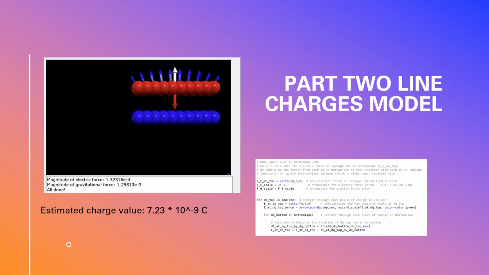For the second model, being the line charge model, the magnitude of the electric force was calculated as 1.323 times 10 to the negative 4th, which makes sense because when you consider that there's 10 of them, when you multiply that by 10, that's approximately the same as the gravitational force. This left the estimated charge value to be 7.23 times 10 to the negative 9th coulombs. And in the bottom right, the code there is calculating each individual charge's electric force.